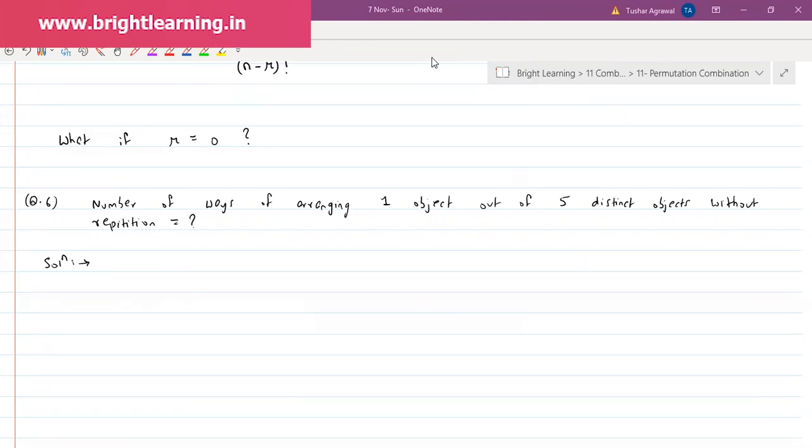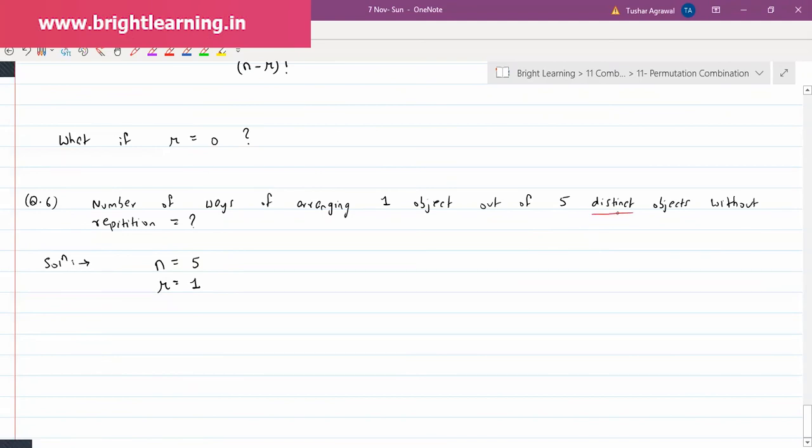Yash, not getting. Yes, sir, I'm also not getting this one. So number of ways of arranging one object out of 5 distinct objects. This is the same question. So here n is equal to 5, r is equal to 1. We have to take note whether the conditions marked in red have been fulfilled.